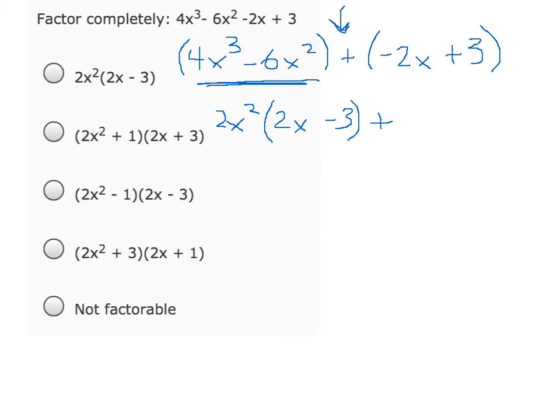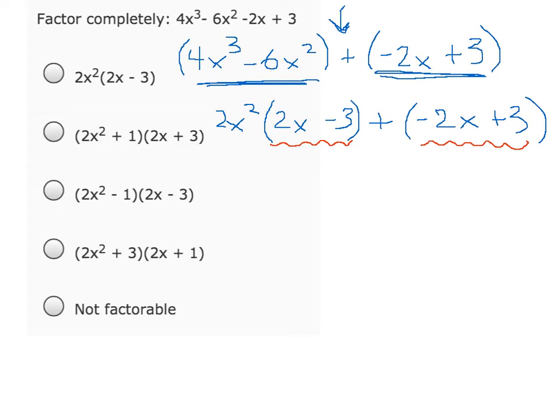Now if we move over to this second grouping here, notice that the second grouping doesn't have anything in common to be pulled out or factored out, so we must leave it as a negative 2x plus 3. However, now when we go to combine these, we notice that our parentheses groupings are not exactly the same. We have a positive 2x in one and a negative 2x in the other, and then a negative 3 in one and a positive 3 in the other.